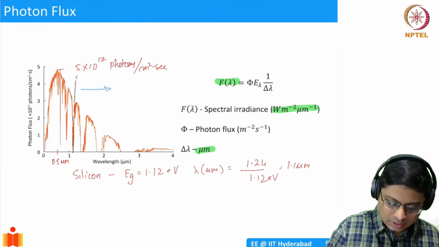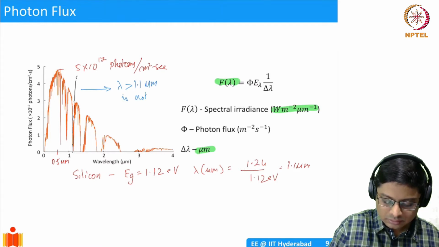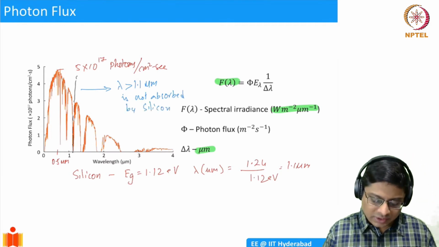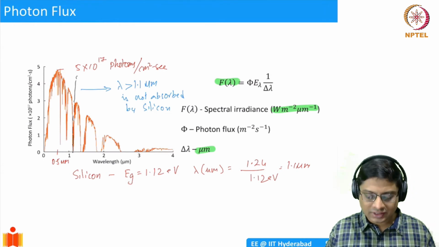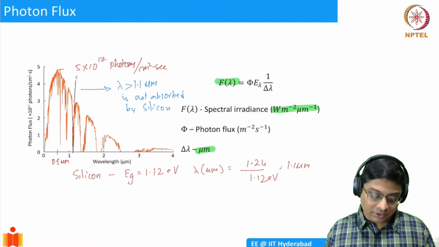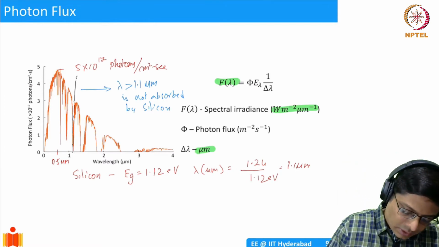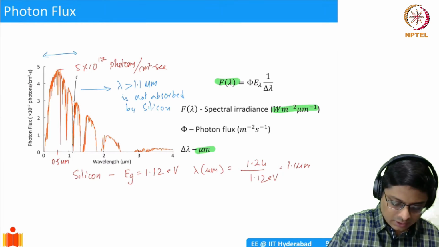Lambda greater than 1.1 micrometer is not absorbed by silicon, right? So all of this intensity that is there, the photons that are there at those wavelengths are not really useful to us. What is useful for us? If you are building a solar cell out of silicon, we can only absorb this range of wavelengths, okay?